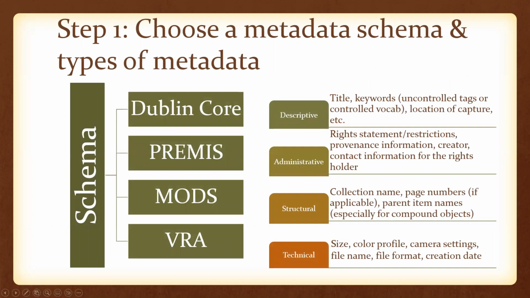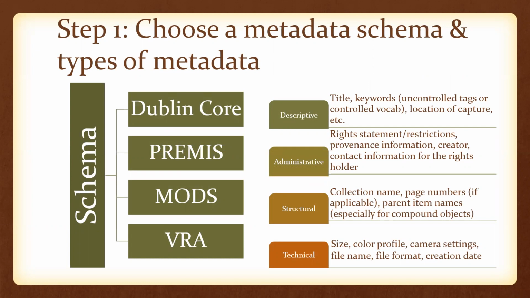So the first step you want to do is choose a metadata schema and your types of metadata. The schema is kind of like MARC, which is the schema you use for regular cataloging. Dublin Core, PREMIS, MODS, and VRA are some other schemas you might want to include.